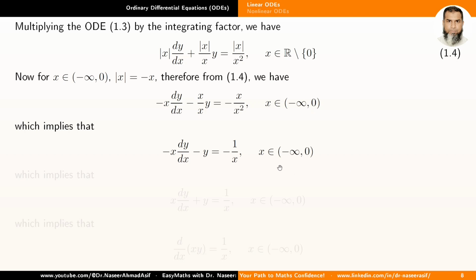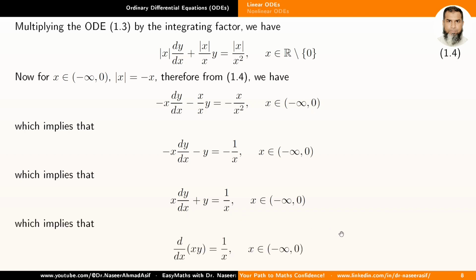Multiplying this equation by minus 1, we have d/dx of (xy) plus y is equal to 1 by x, where x belongs to the open interval minus infinity to 0. Well, this can be expressed as d by dx of xy is equal to 1 by x, where x belongs to the open interval minus infinity to 0.